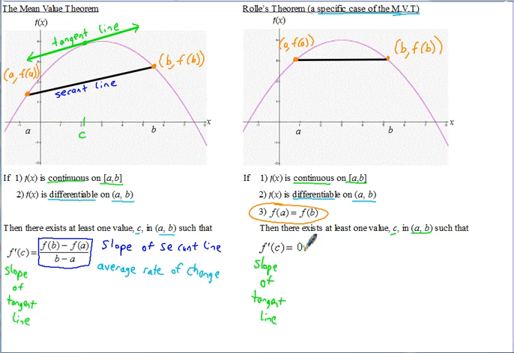The reason why it has to equal 0, take a look, it's really coming from the same formula. If f of a and f of b are the same, and you subtract them, that's always going to give you 0 in the numerator, which makes the whole fraction 0. So there's no need to calculate the average rate of change. If f of a equals f of b, the average rate of change is going to always be 0. And you can see here, it's easy to tell where the tangent line has a slope of 0, it's right there.